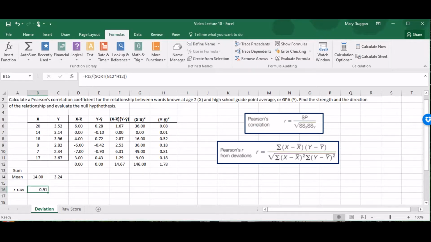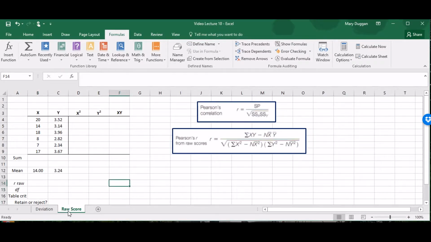Your textbook also provides a computational formula, so let's take a look at that. It's allegedly simpler, although I tend to prefer the deviation method. But for this formula to work, we need 3 different columns. We need x squared, y squared, and the product of x times y, and you can see that right here. That is what we need to use the formula for raw scores.